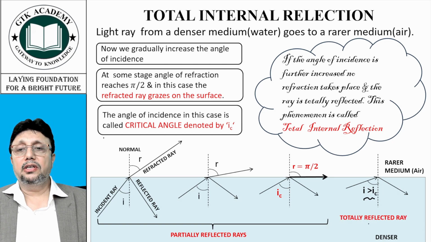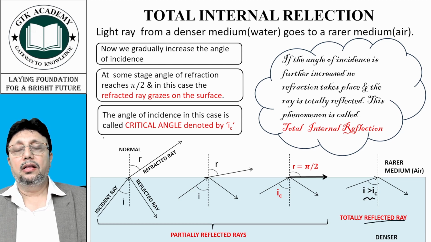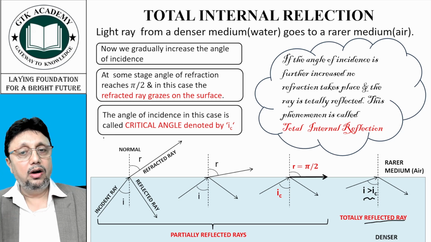So here this is a case where we have a totally reflected ray. This phenomenon, when the light is going from a denser to rarer medium, please remember it is denser to rarer, not rarer to denser. It cannot happen otherwise. If it goes from denser to rarer and the angle of incidence is greater than the critical angle, then the whole incident ray is totally reflected inside that medium, and this phenomenon is called total internal reflection.